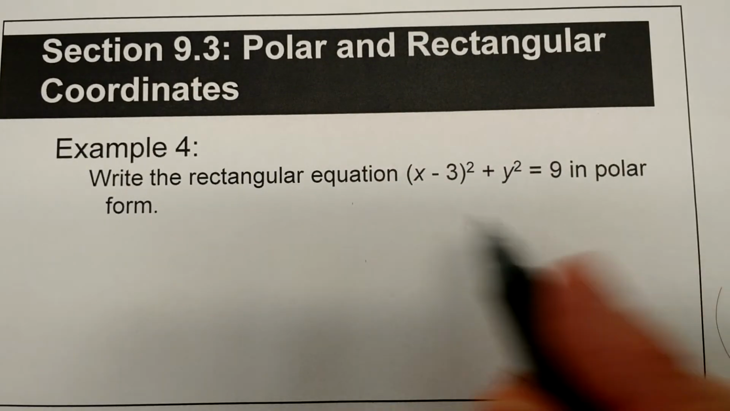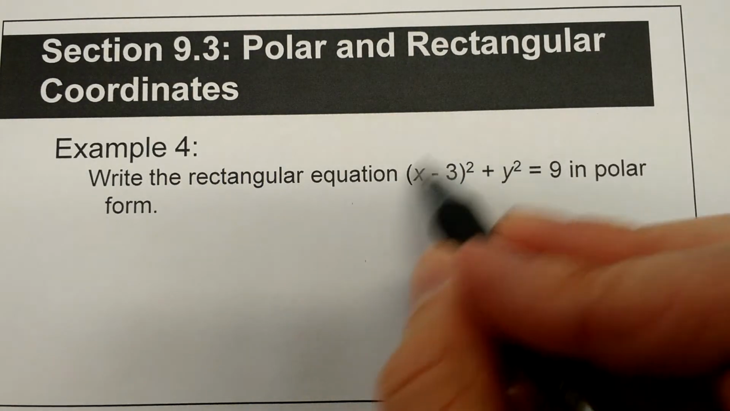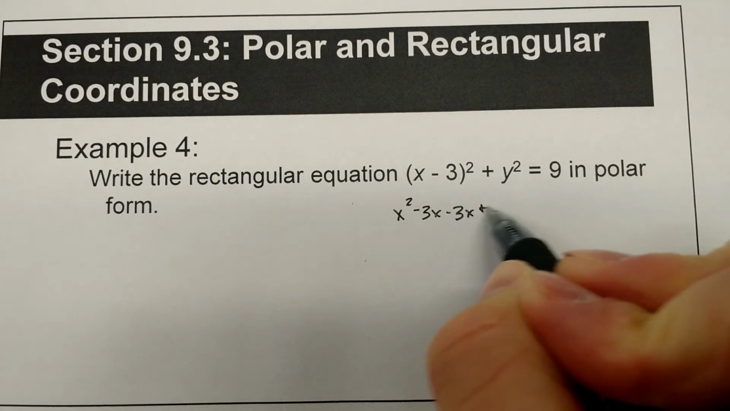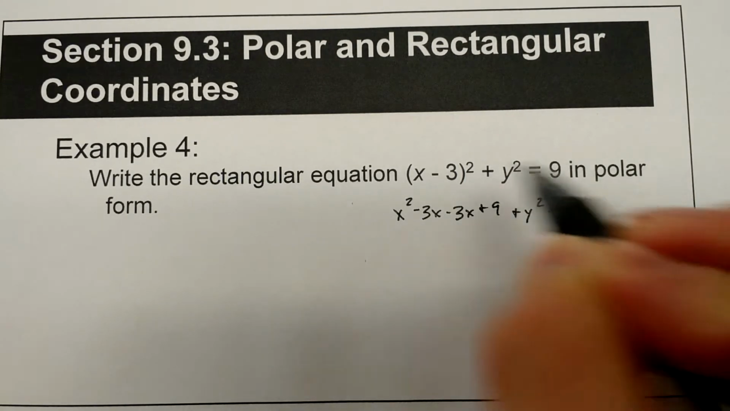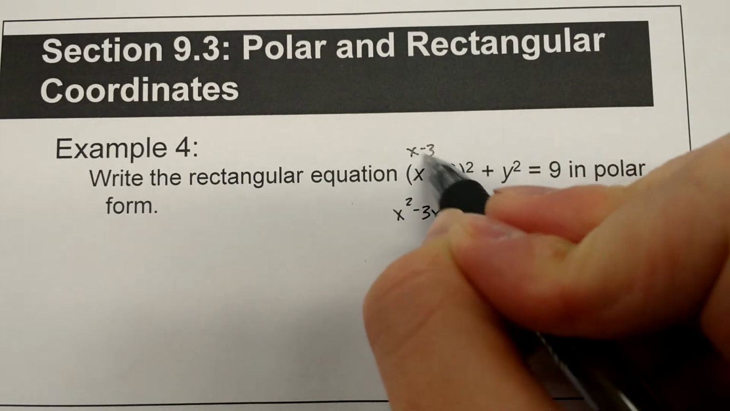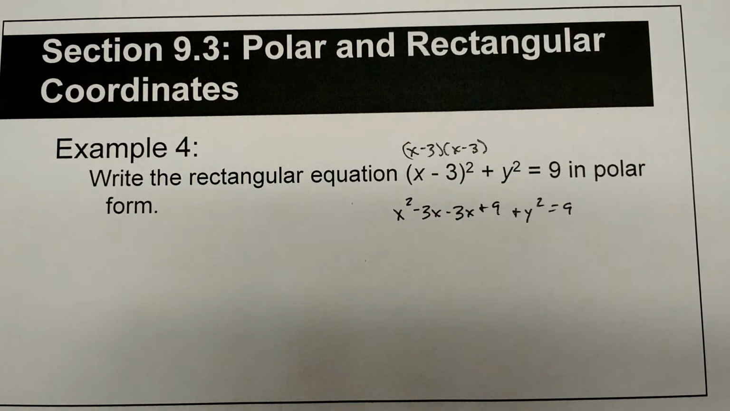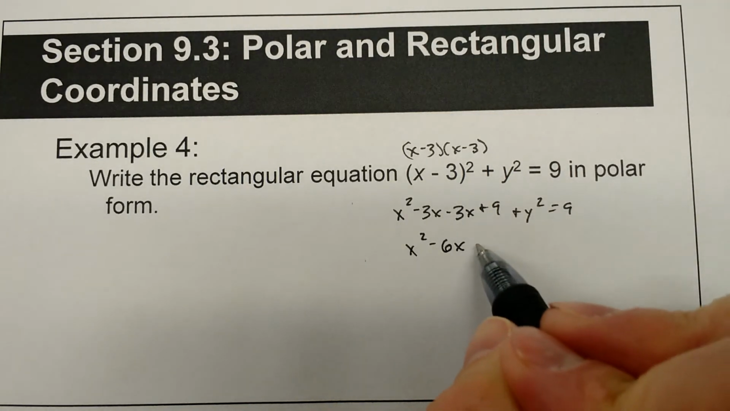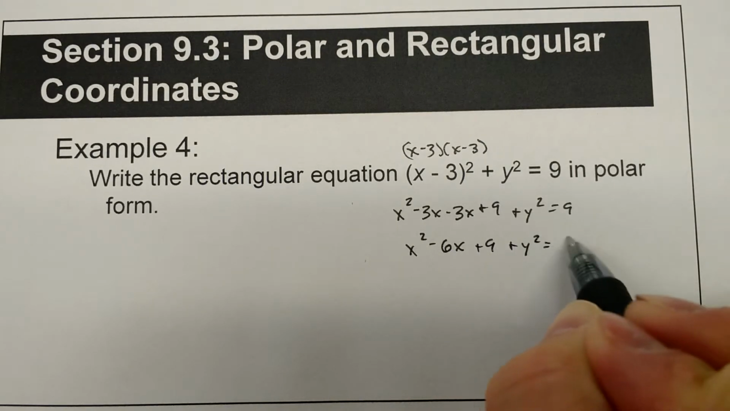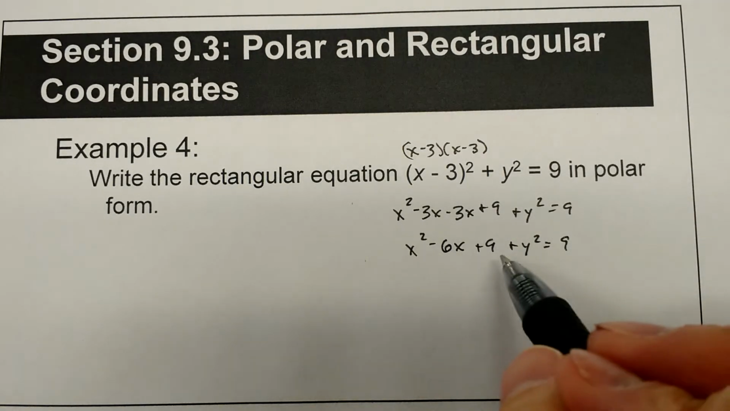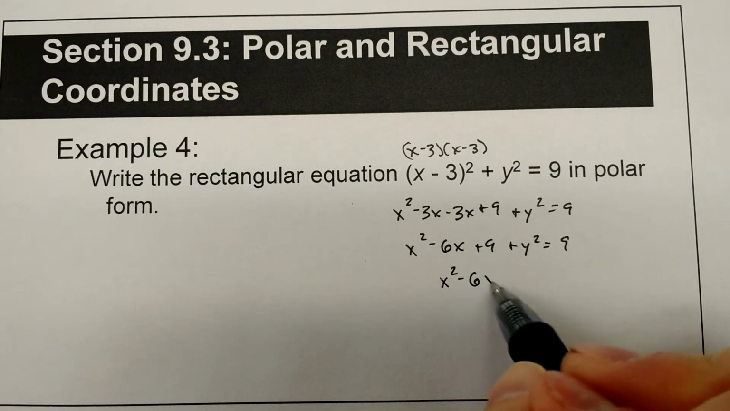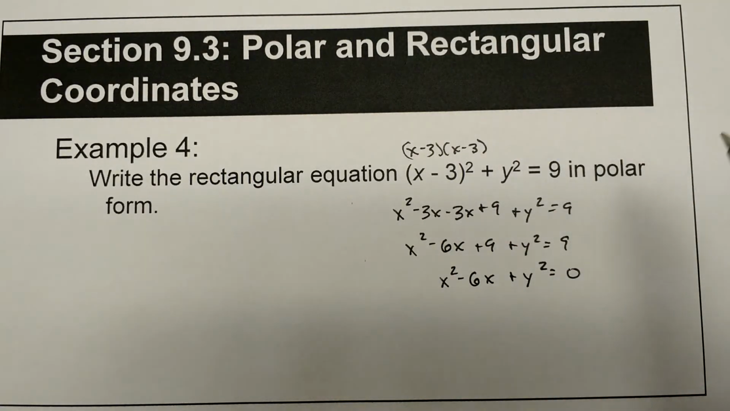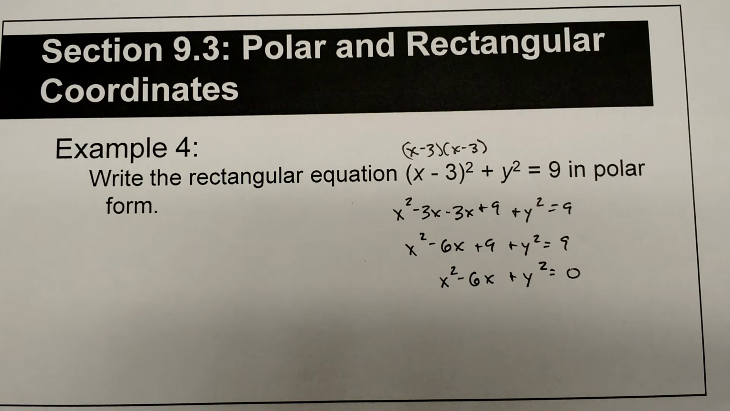This one's going the other way, so convert this into polar form. The first thing I need to do is FOIL. So this becomes x squared minus 3x plus 9 plus y squared equals 9. Remember, x minus 3 squared is x minus 3 times x minus 3. So this is x squared minus 6x plus 9 plus y squared equals 9. So the 9's can cancel out if I subtract the 9 over. I get x squared minus 6x plus y squared equals 0, which if you notice was actually the answer from above. So we're actually going to solve the same equation backwards.